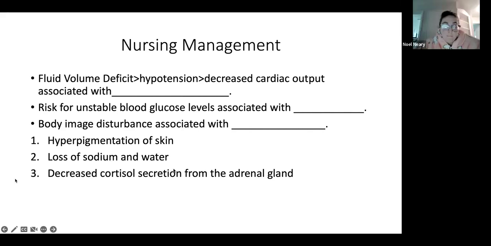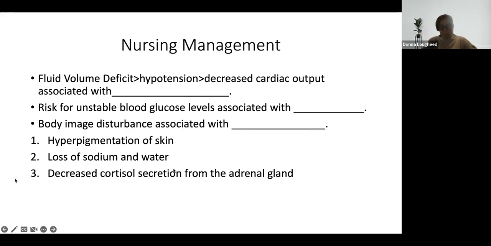Have you ever seen people that look perpetually suntanned? For them, it could be embarrassing because there's basically nothing they can do about it. So think about that as a body image disturbance.